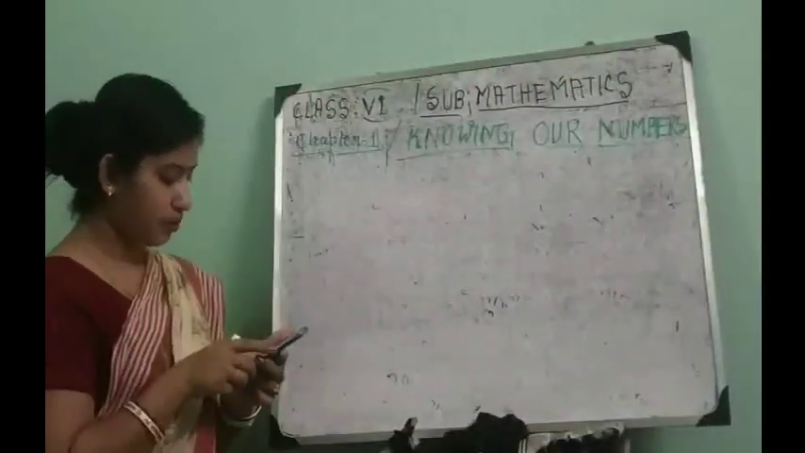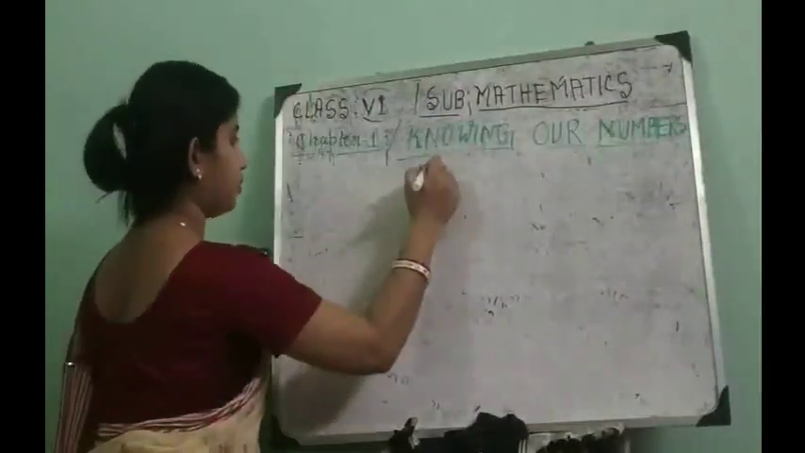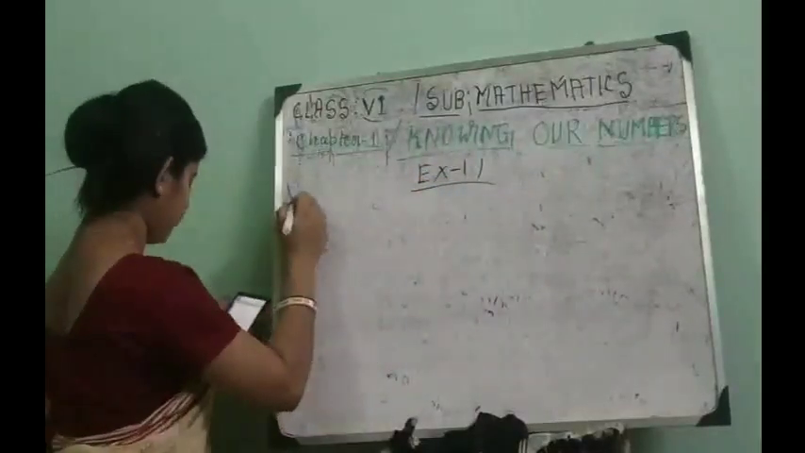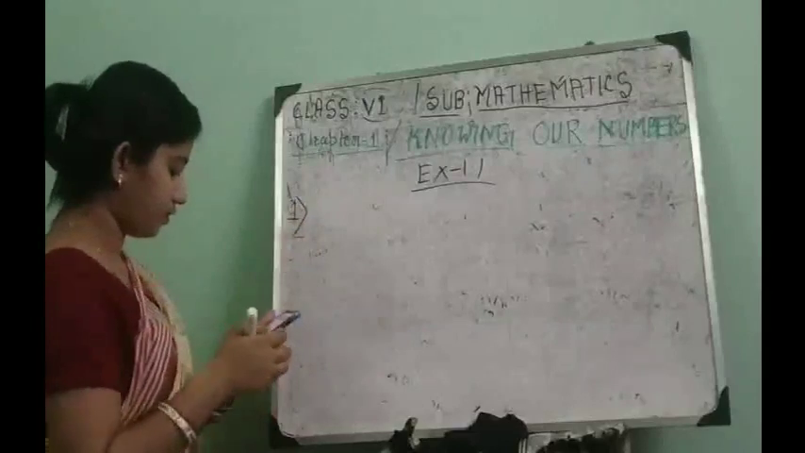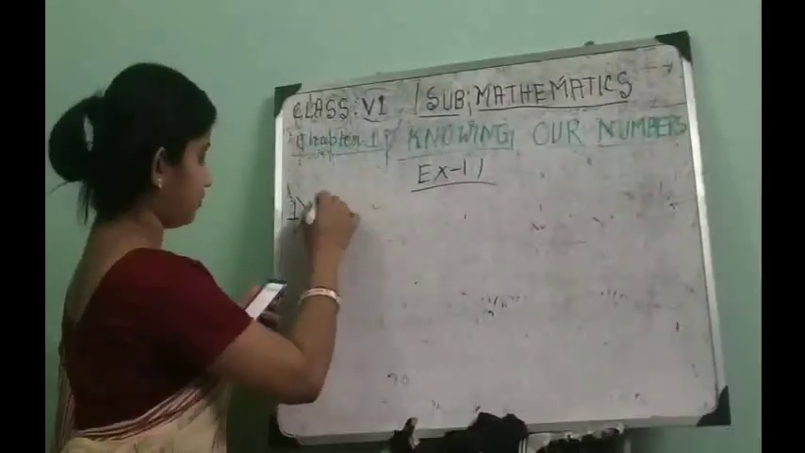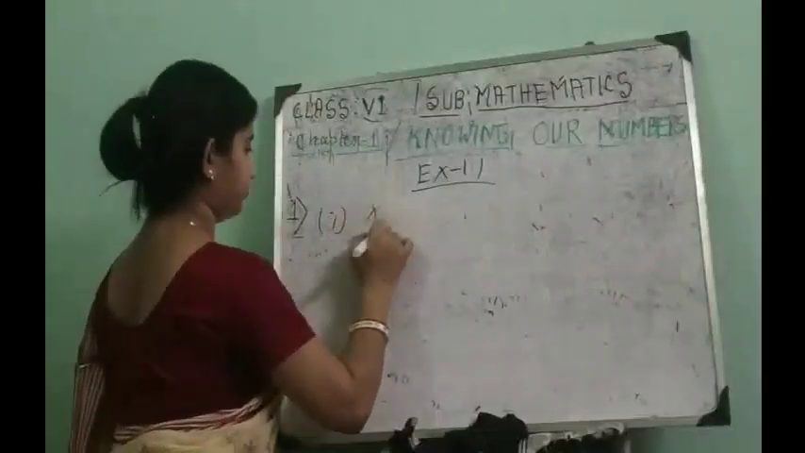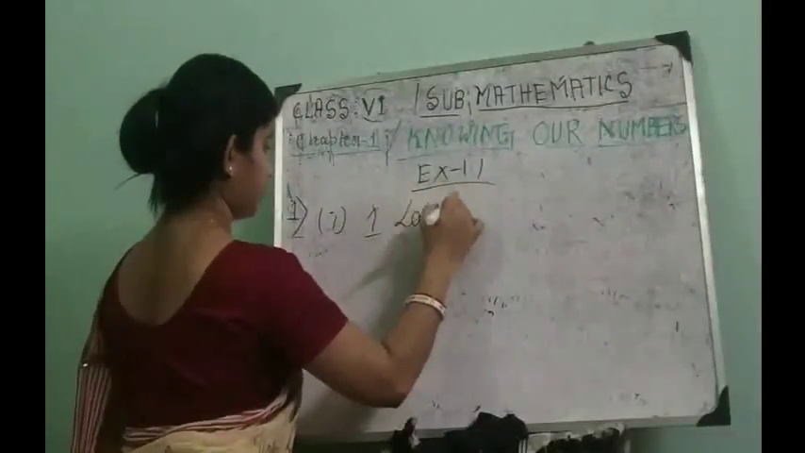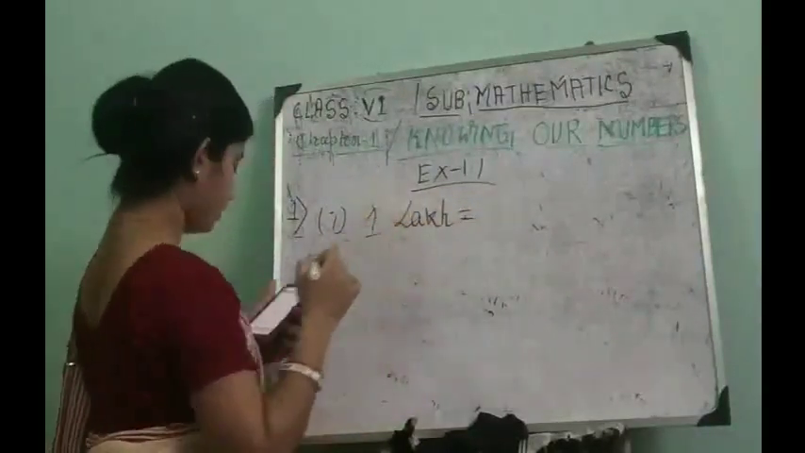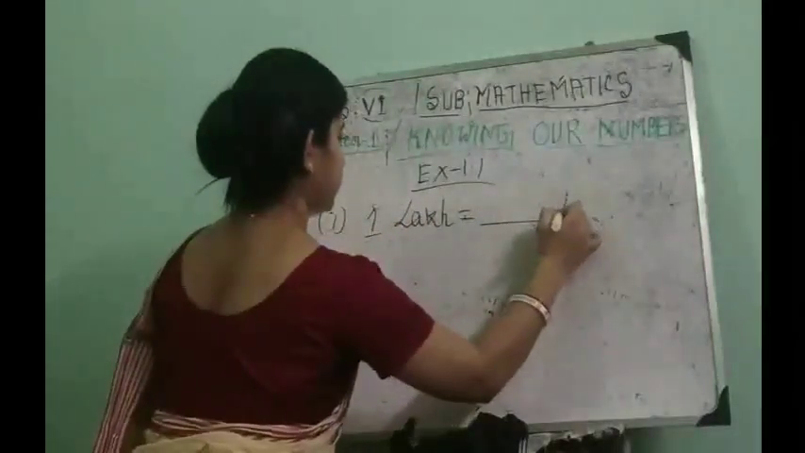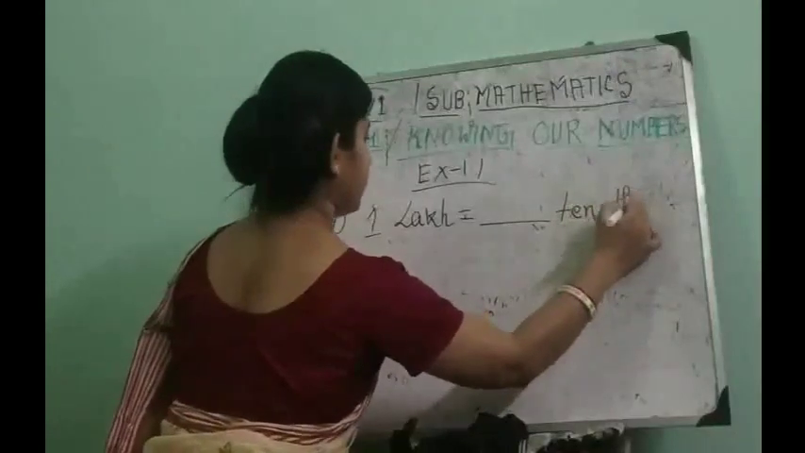Exercise number 1.1, number 1. Here, 1 lakh equals to dash. This is a fill in the blanks: 1 lakh equals to dash 10,000.